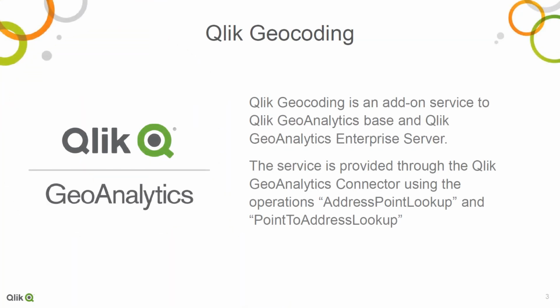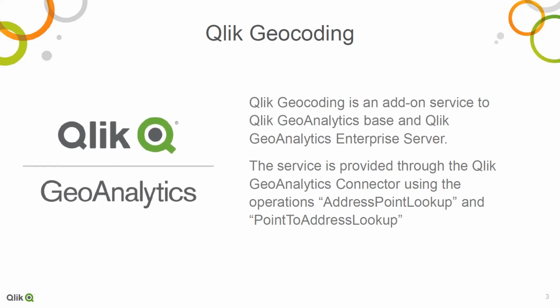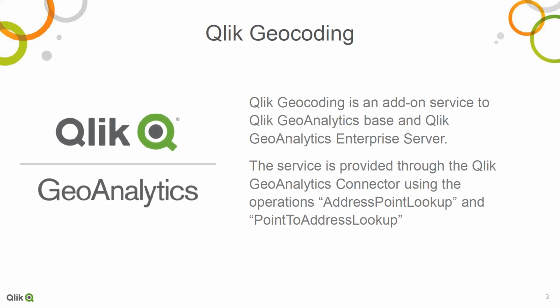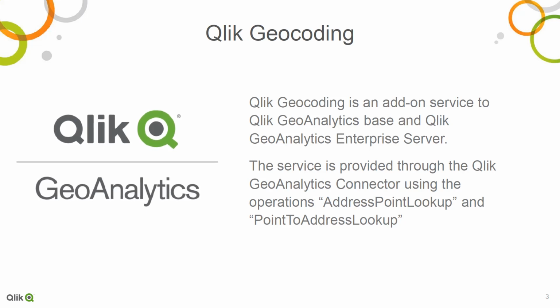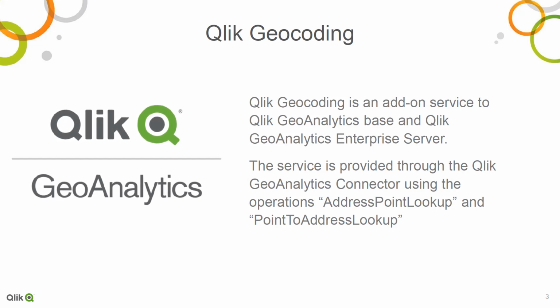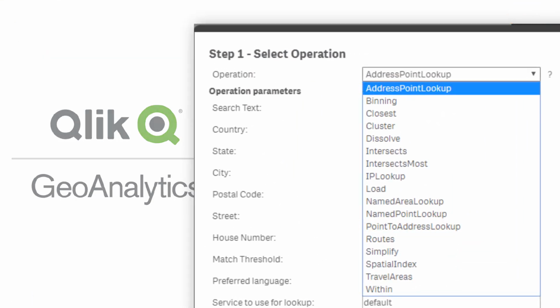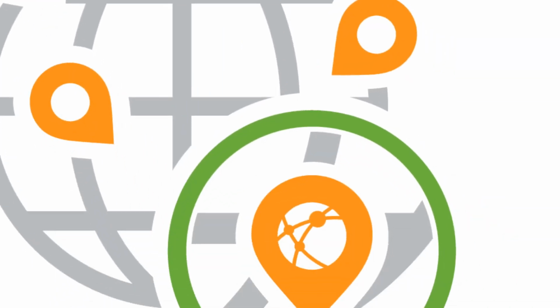Now first, Qlik Geocoding is an add-on subscription service to Qlik GeoAnalytics Base and Qlik GeoAnalytics Enterprise Server. The geocoding operations are available as part of the Qlik GeoAnalytics Connector, and these are listed as address point lookup and point to address lookup. As soon as you have acquired the service from Qlik, you will automatically get access to these new lookup operations from the connector. Now, Qlik Geocoding can be used for address to coordinate lookups and vice versa.